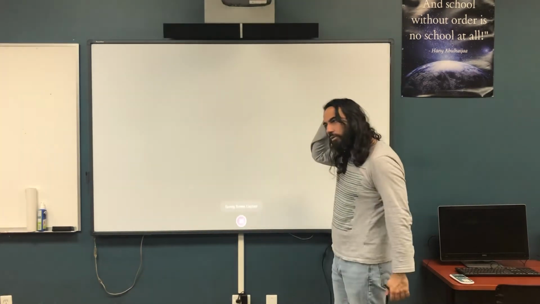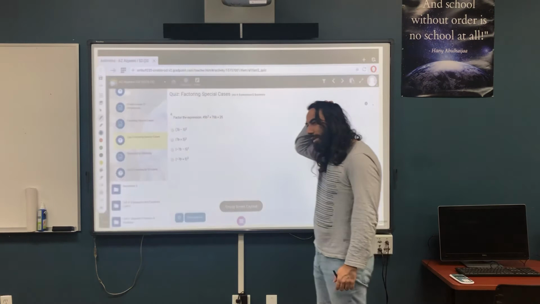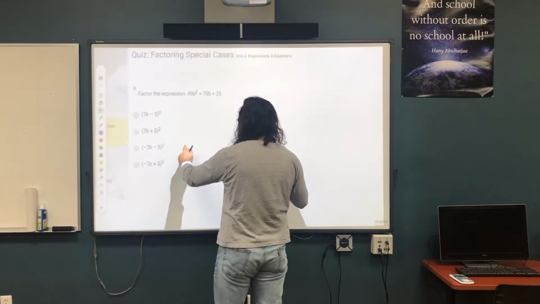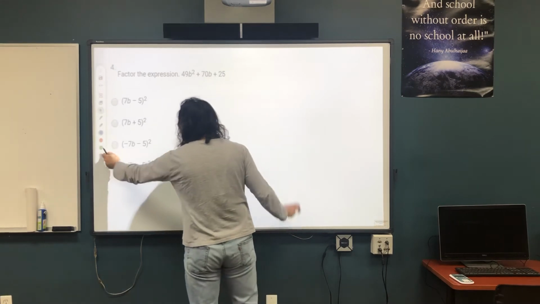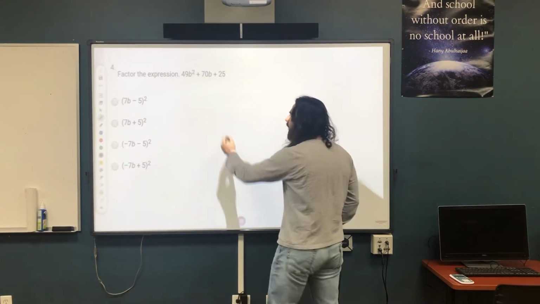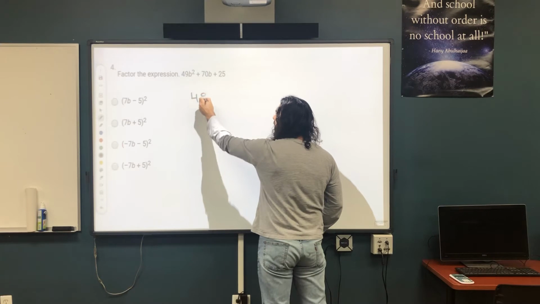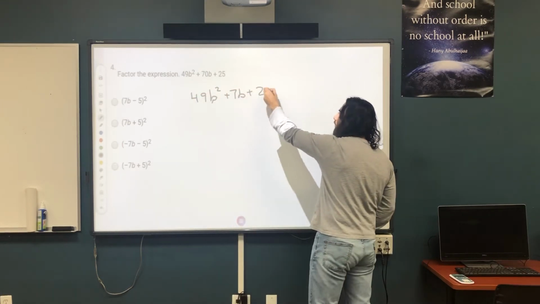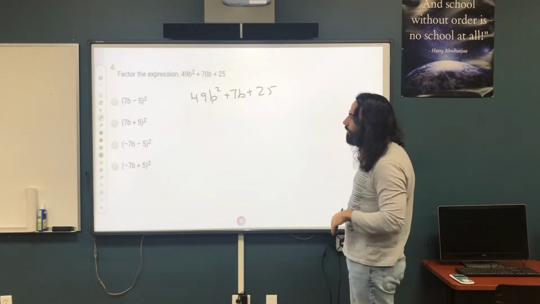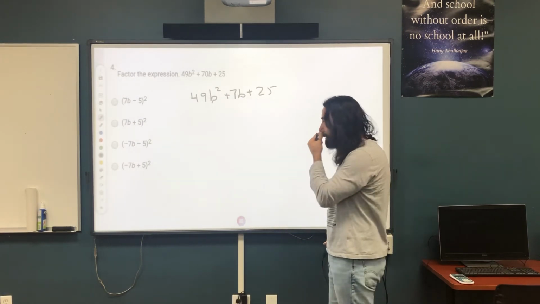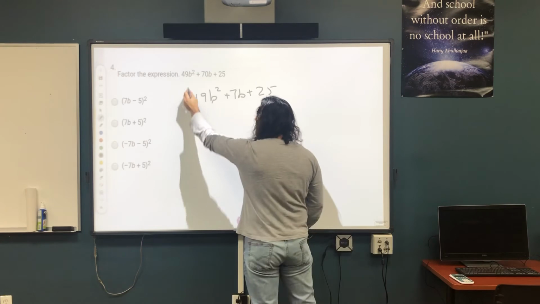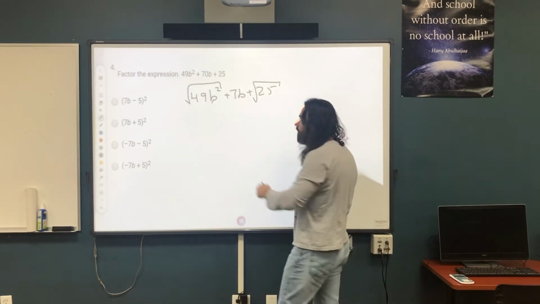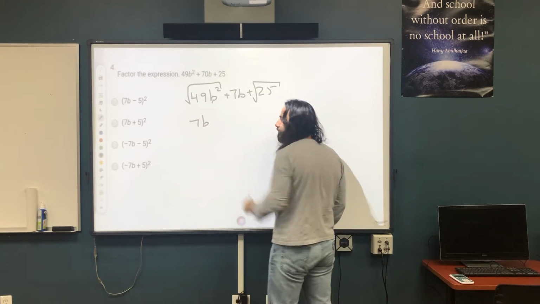This one is also the same thing, guys. They're exactly the same as the first question that we did in this quiz. So we have 49b squared plus 70b plus 25. So remember, this is special factoring. So we take the square root of the first one and the square root of the last one. The square root of this first one is 7b, okay?